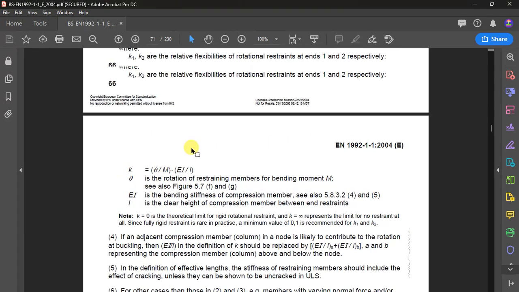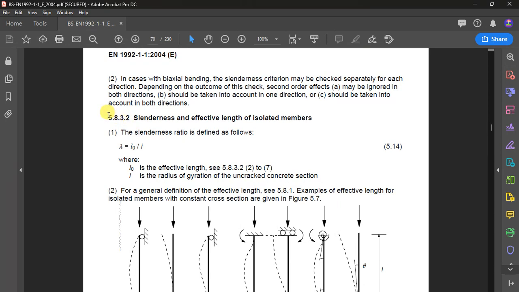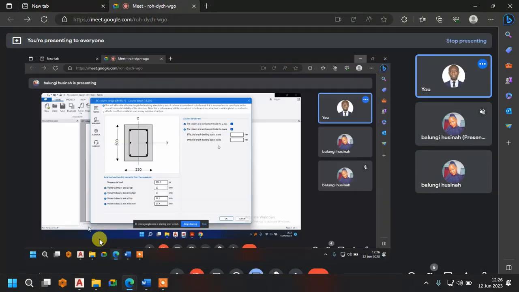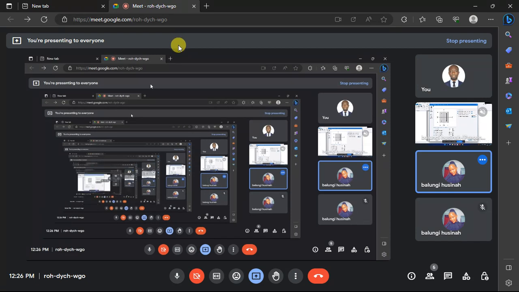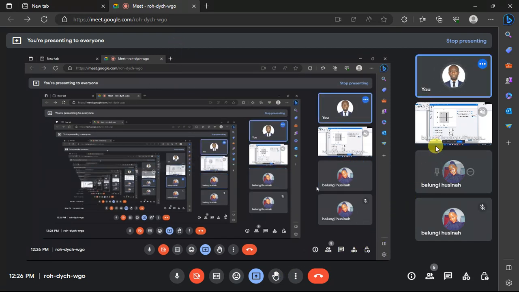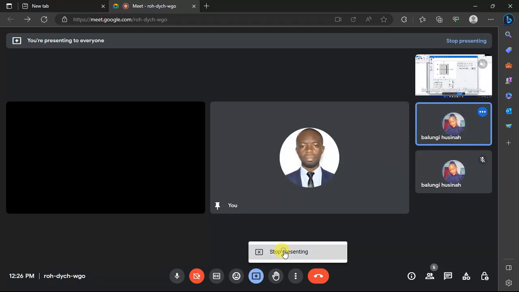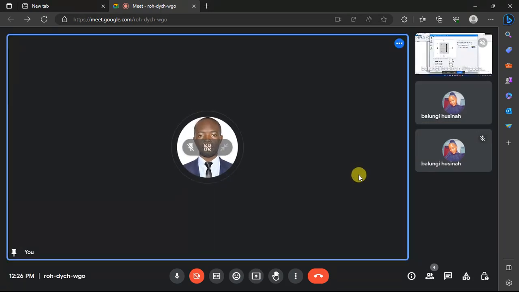If you want to read more, you go to Eurocode 2, clause 5.8. Did I share Eurocode 2 with you? You shared Eurocode 1. I think I will also share this Eurocode. Okay, you can share again. I'm still sharing. You can stop sharing.